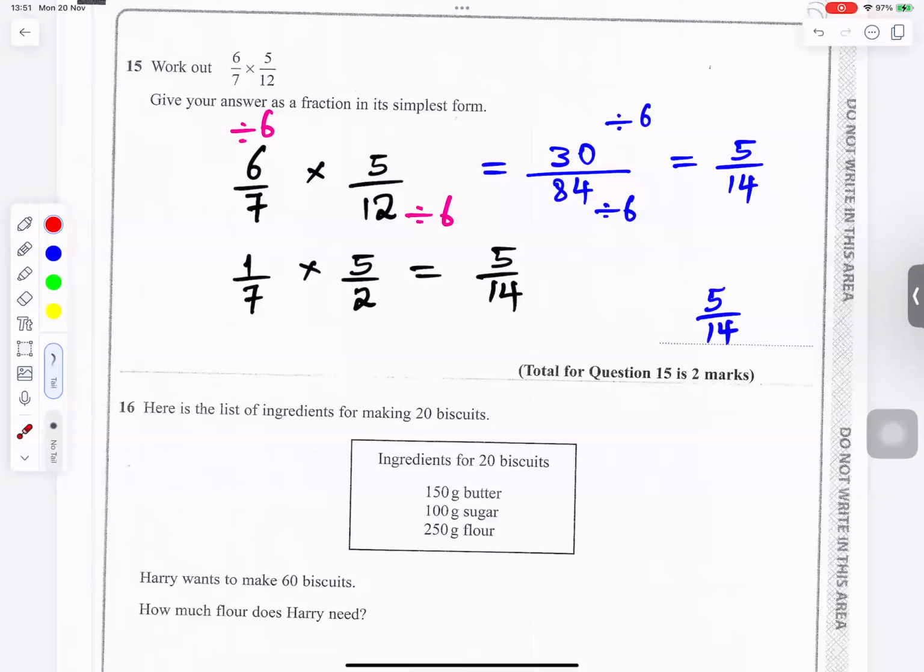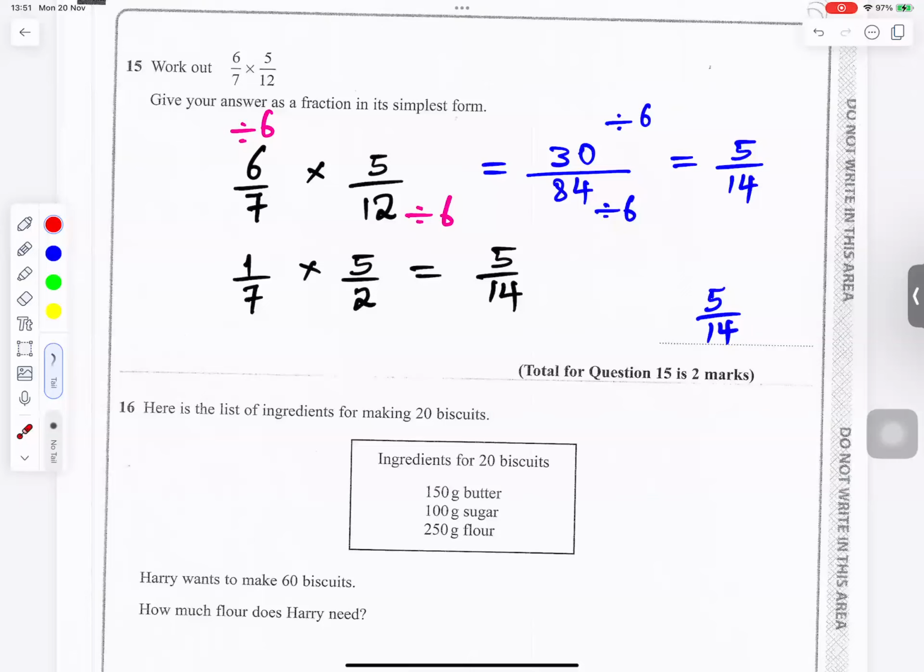Number 15, to work out that multiplication, we can multiply the numerators first. 6 times 5 is 30. 12 times 7 is 84. And then we divide by 6. 30 divided by 6 is 5. 84 divided by 6 is 14. So it's 5 over 14.